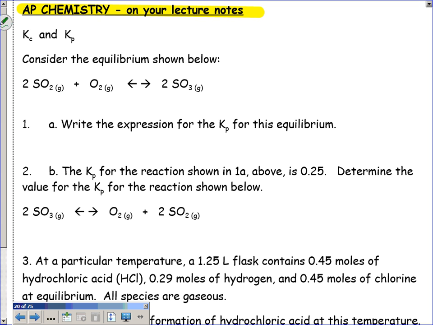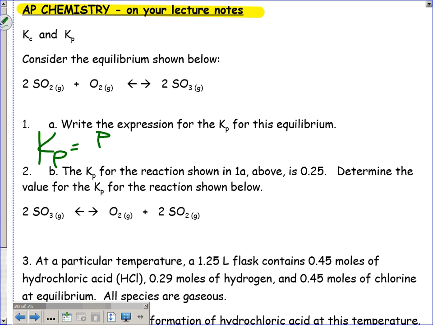So consider this equilibrium reaction shown. Sulfur dioxide plus oxygen yields 2 sulfur trioxides. Write the expression for Kp. Kp is equal to? No, expression for Kp for this reaction. What I'm saying is I want the equilibrium constant expression for this reaction. So I'm not using concentrations. I'm using partial pressures. It's the same thing we've been doing, it's just with partial pressures instead.